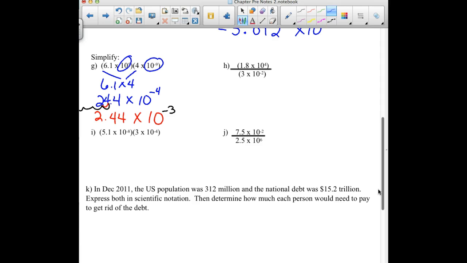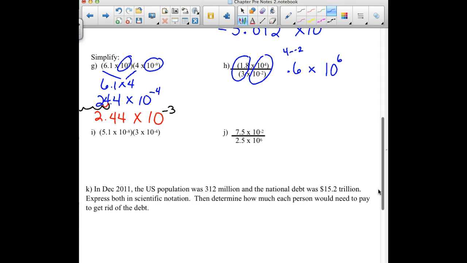Following that same idea with question H here, we can divide those front numbers. 1.8 divided by 3 would be 0.6. And then we can do the same thing we were doing yesterday with our common base. We subtract the exponents when it's a division question. 10 to the 4th divided by 10 to the -2, we would subtract 4 minus -2, which is +6. But once again, this is not in scientific notation.